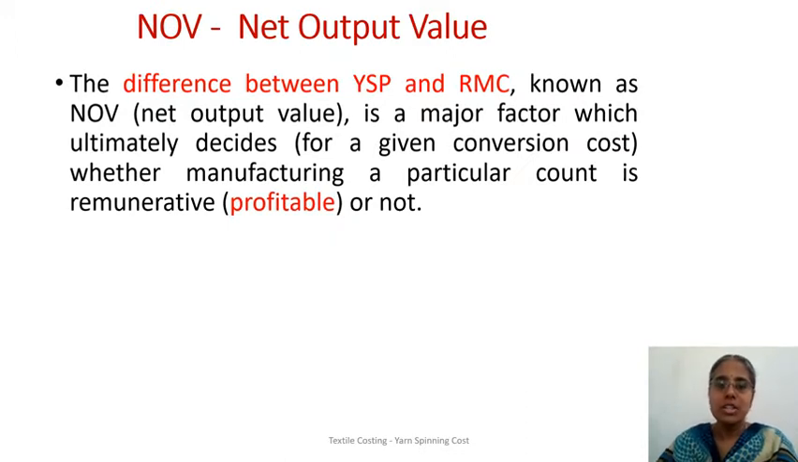Next important terminology is net output value. This is the difference between the yarn selling price and the raw material cost. This net output value is the one which decides whether we can go for this count or not, whether the count of yarn that we produce is profitable. For each count, this value will be different. So which count we are running at a profitable rate, we can find out with this net output value.